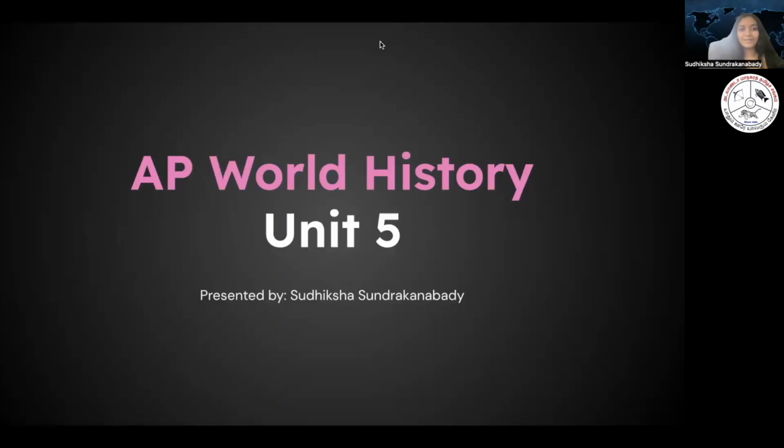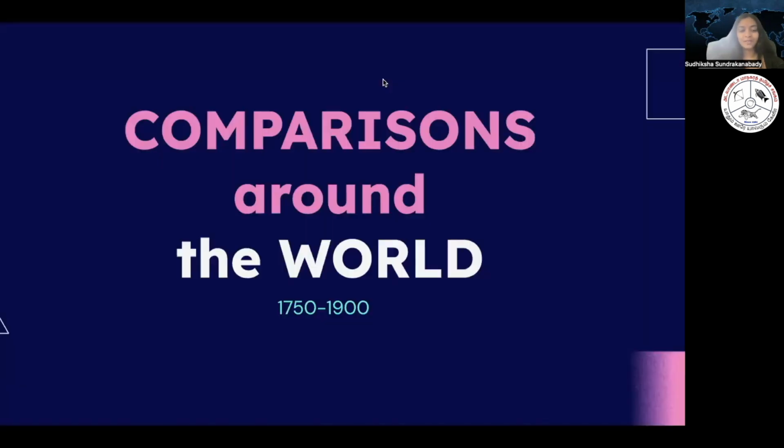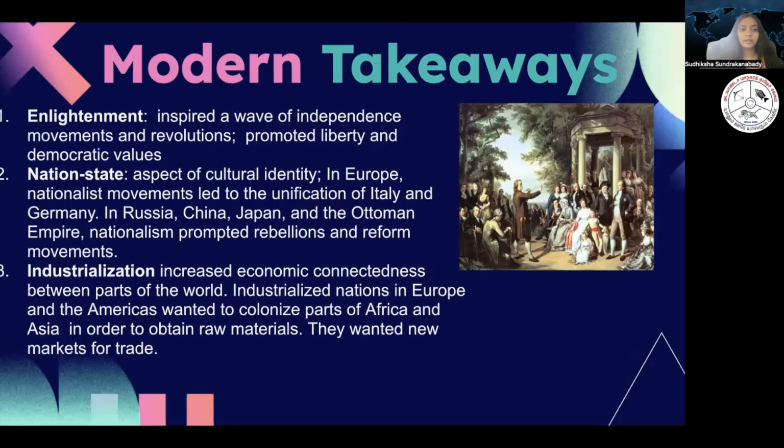Good morning. My name is Sudhiksha Sundrakanabady. Today we're going to be going over AP World History Unit 5, and we're going to be starting with the modern key takeaways. So we're going to be comparing the world during the 1750 to 1900 period. So the Enlightenment, nation-state, and industrializations were different parts of the way that the world changed at this time.